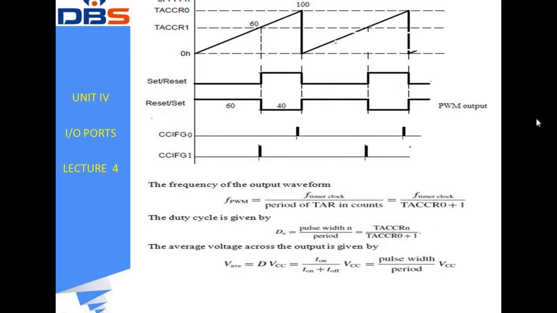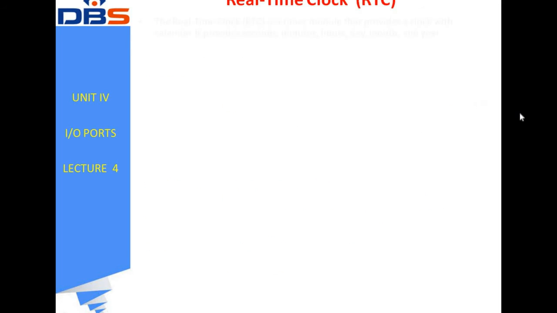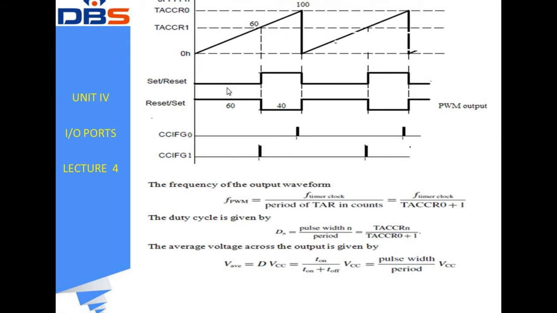See here, in the output mode we have taken two registers: Timer A capture control register, TACCR1 and TACCR0, with 4FH values. Here we are considering two modes of operation in this PWM: set and reset mode, and reset and set mode. As I have already told you, these two are inverse to each other.